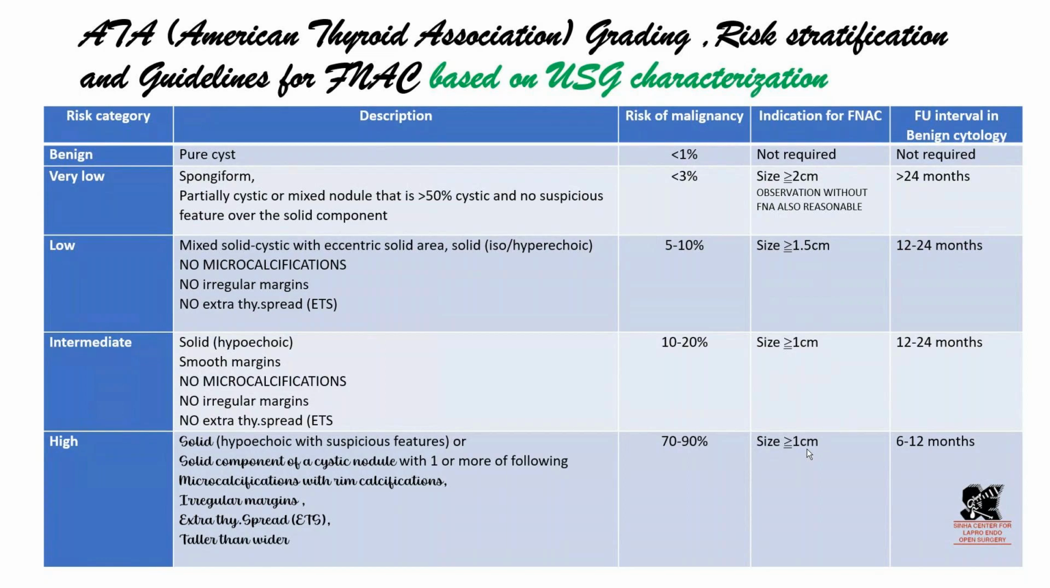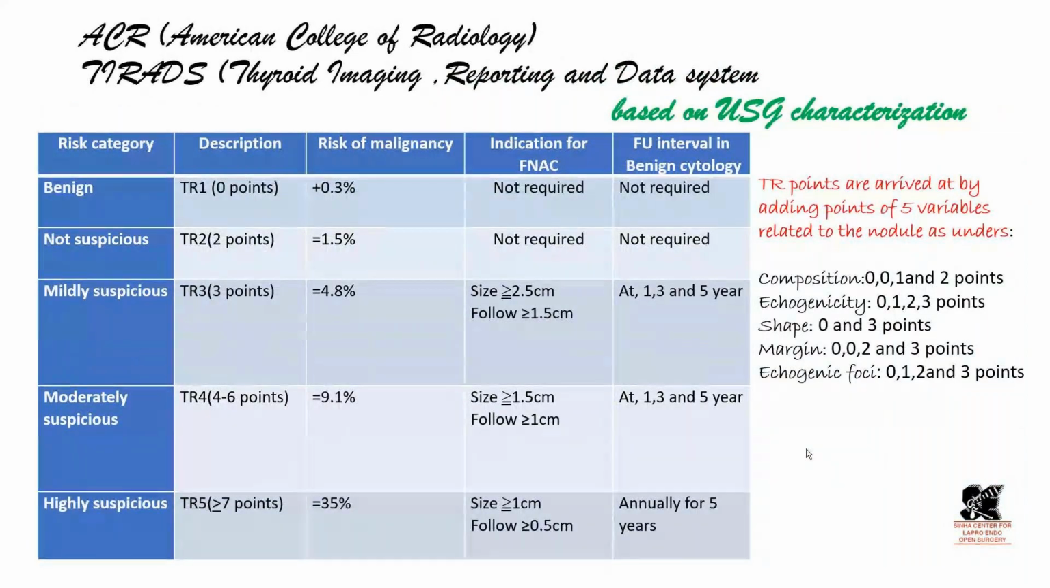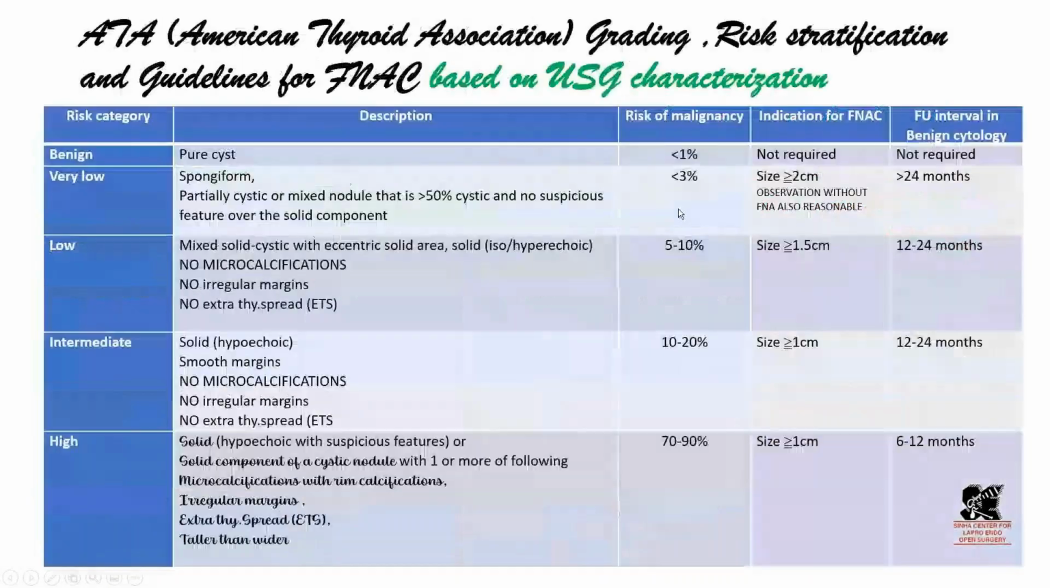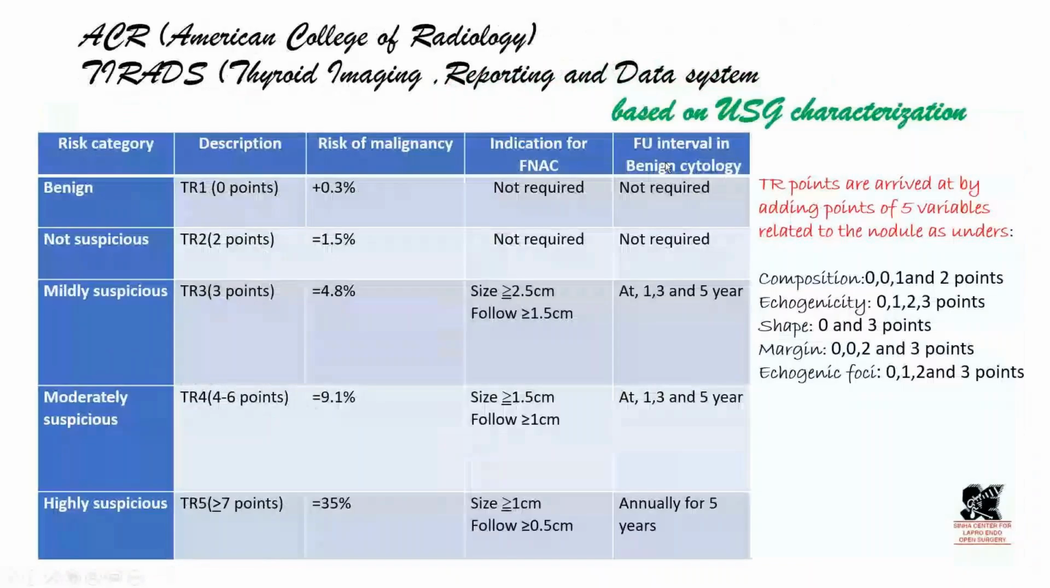Now, the second group is the American College of Radiology and the Thyroid Imaging Reporting and Data System, which gives the ACR TI-RADS system, and that again is characterizing it into five groups: benign, not suspicious, mildly suspicious, moderately suspicious, and highly suspicious. Now, this is again a risk stratification. See what it is doing? It's giving you the risk of malignancy. It is again giving you the indication of FNAC and follow-up interval in benign cytology. So if you see these two figures, these three columns are exactly the same. What is different here is the description.